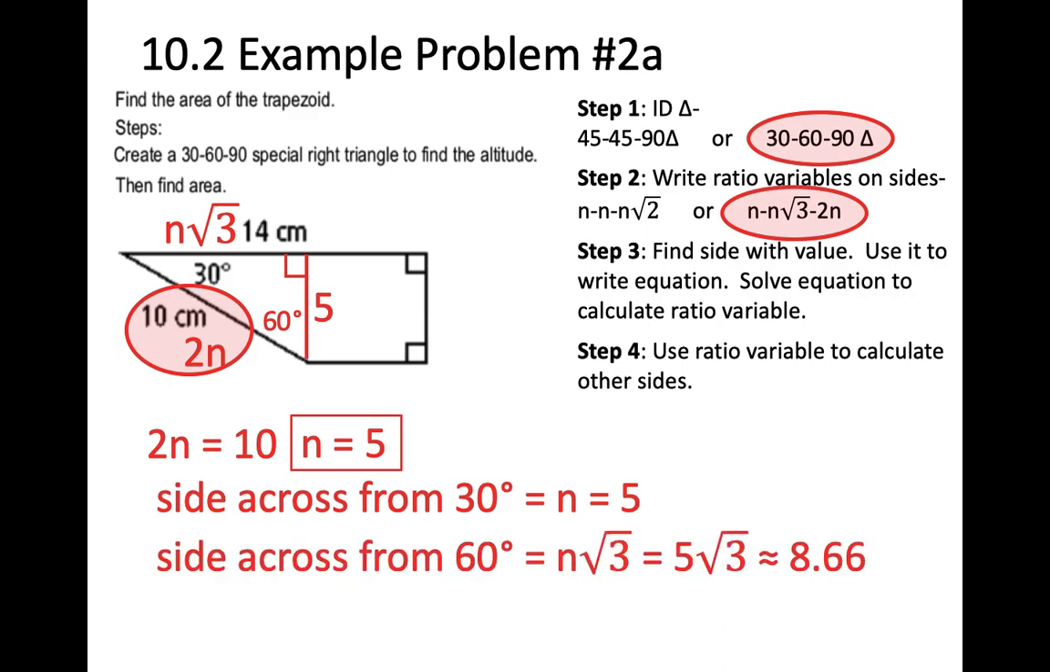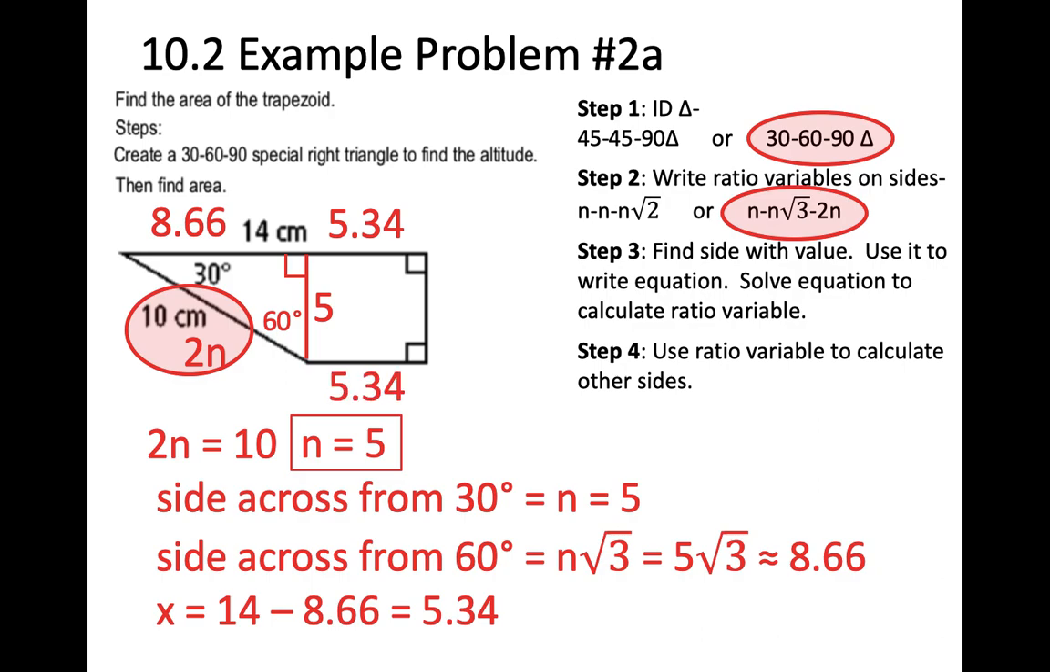And then the side across from the 60, that's going to be n root 3, which is 5 root 3, which is about 8.66. So I can put that in here. And the reason I need that is because I need to find this piece here, x, which is 14 minus 8.66, which gets me 5.34. And the reason I need that one is because I need the piece that is across from it, because that makes a rectangle over on the right hand side. So if this top piece is 5.34, then the bottom is 5.34.